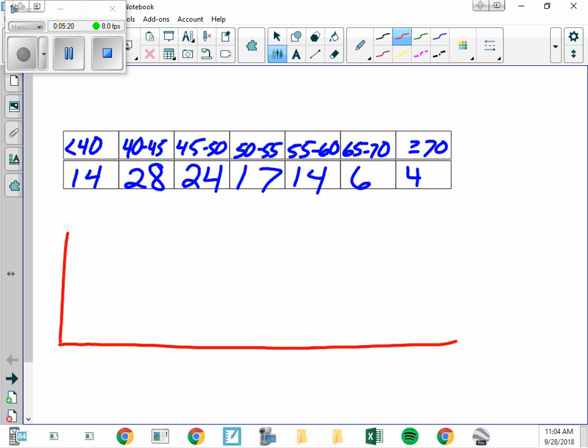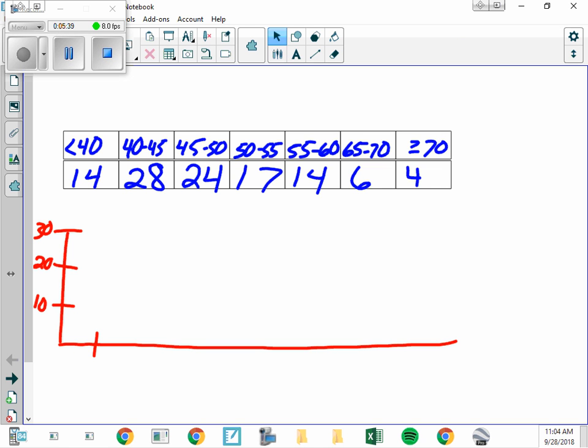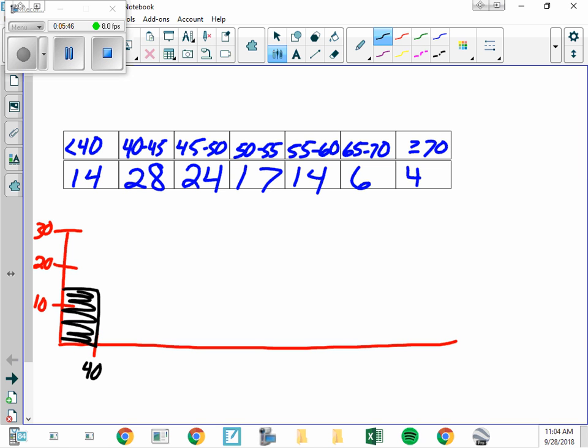So we're going to do our class intervals. We're going to put them all at a width of 5. And if they're all at a width of 5, then we can just graph the heights. So, I need to go as high as 30. So that would be 10, and that would be 20. So my first one that ends at 40 is going to be up here at 14. My next one that ends at 45 is going to go all the way up to 28.